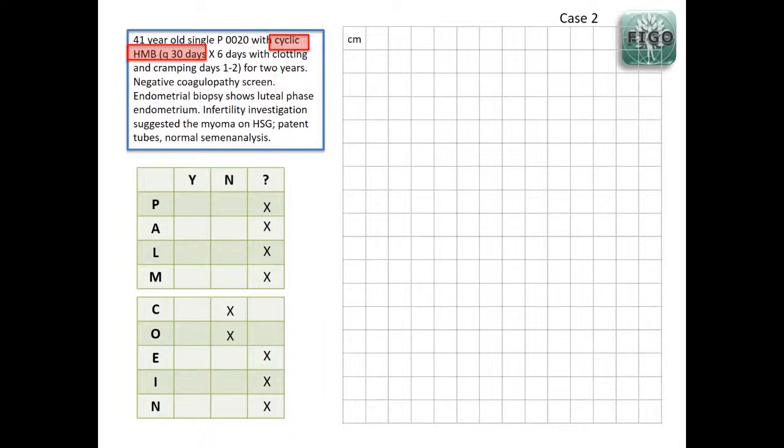The negative coagulopathy screen allows us to say that the patient doesn't have a coagulopathy. The cyclic heavy menstrual bleeding allows us to say that she doesn't have an ovulatory disorder. She's taking no medications that would affect bleeding, so I is not present. A 41-year-old with cyclic heavy menstrual bleeding and a normal endometrial biopsy doesn't have hyperplasia or malignancy.